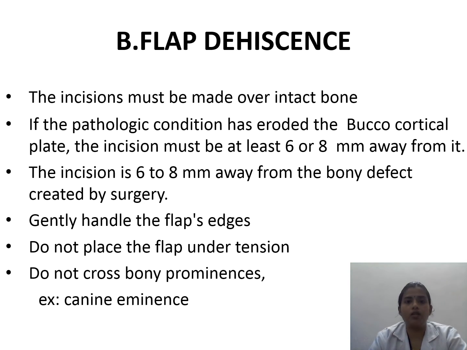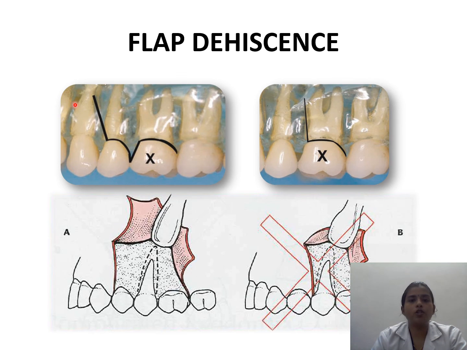For example, canine eminence. In this slide, the first picture shows the depiction of the incision being placed over intact bone, whereas the second picture shows the incision being placed away from the intact bone. This may lead to tension when the flap is elevated, which in turn may end up in flap dehiscence.